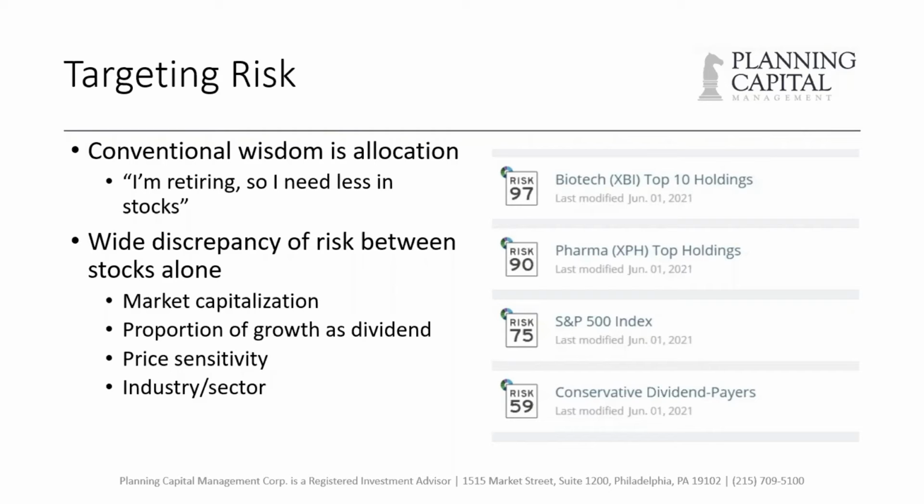Price sensitivity is another major risk factor, as well as both the industry and the sector. You can see, between pharma and biotech, there's a difference in risk number. So these are most of the factors that are going to impact risk in a portfolio.